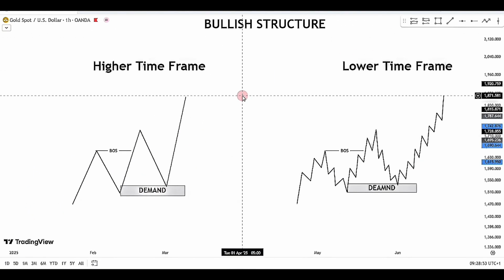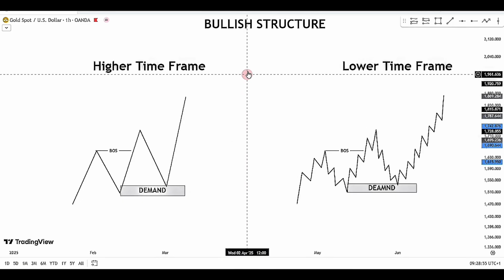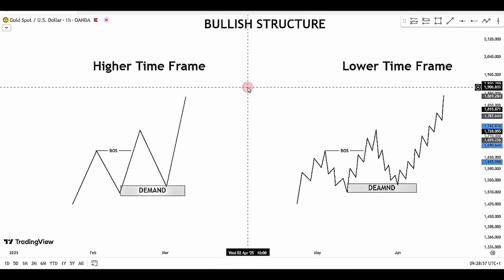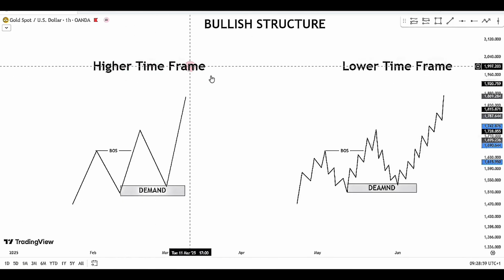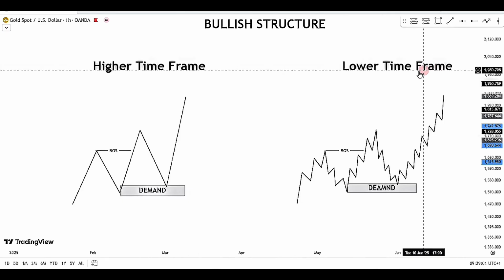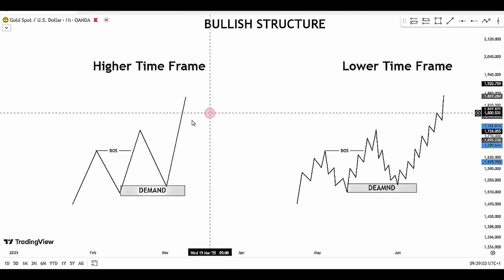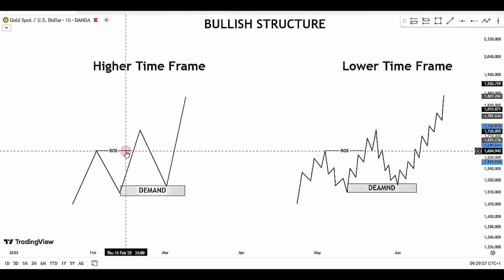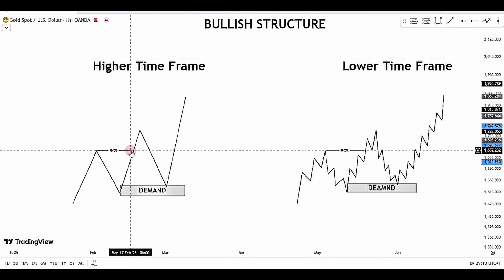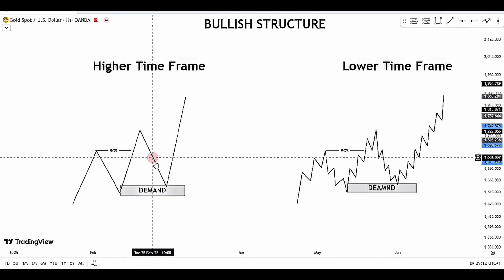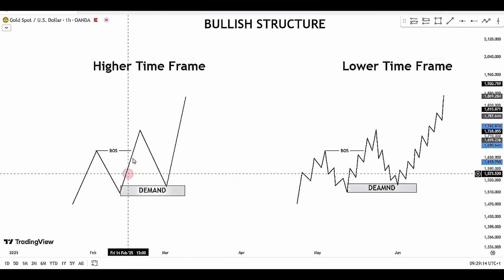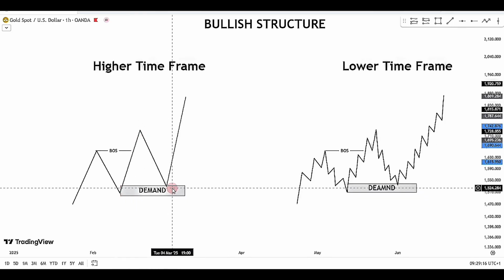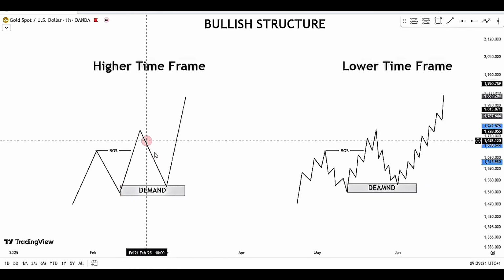Alright, so looking at this very example, this is for the bullish structure, and we are going to be using 2 time frame structures, which is the higher time frame structure and the lower time frame structure. On the higher time frame, we already saw that we had a break of structure around this very level, and since we already had a break of structure, what we are expecting price to do is to give us a retracement to this very demand level that created that break for us to buy.